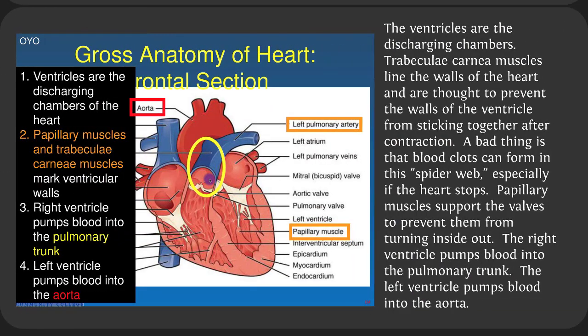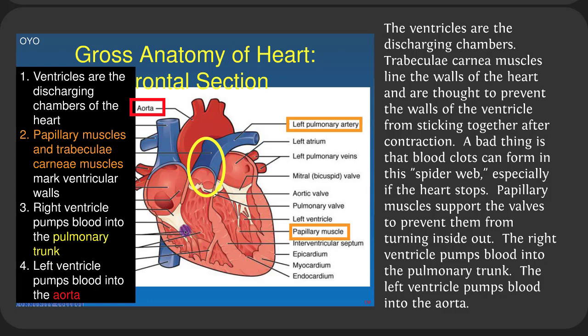The ventricles are the discharging chambers. Trabeculae carneae muscles line the walls of the heart and are thought to prevent the walls of the ventricles from sticking together after contraction. A bad thing is that blood clots can form on this spiderweb-like structure, especially if the heart stops. Papillary muscles, down here, support the valves to prevent them from turning inside out. So we don't want the valve to flip back up into the atria, and those are held by the papillary muscles and something called chordae tendineae.